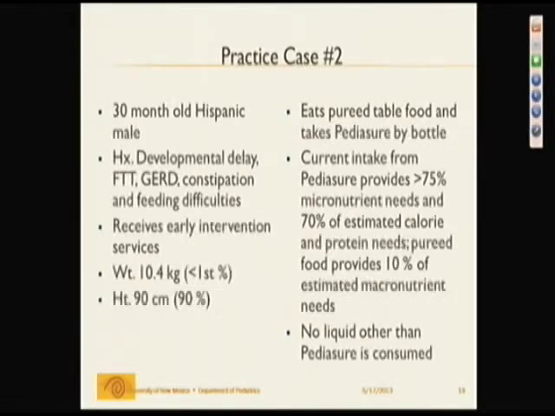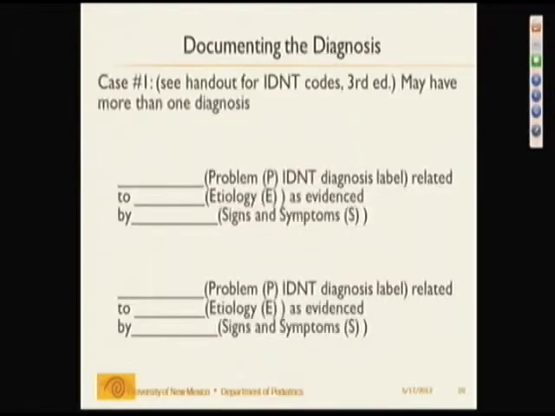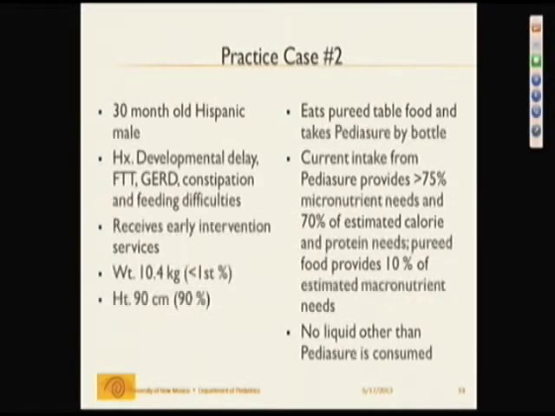He eats pureed table food and takes Pediasure by bottle. His current intake from Pediasure provides more than 75% of his micronutrient needs and 70% of his estimated calorie and protein needs. The pureed food provides 10% of estimated macronutrient needs. He has no other liquid than Pediasure consumed during the day. Okay, so again, our exercise. We're going to try to construct a PES statement or statements based on this particular case. So let's have a go at this one.